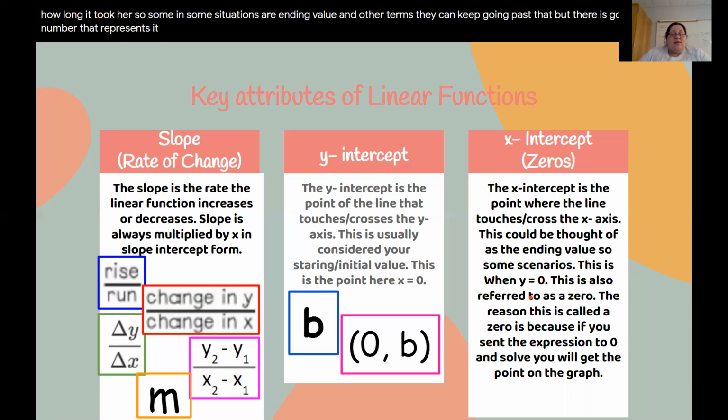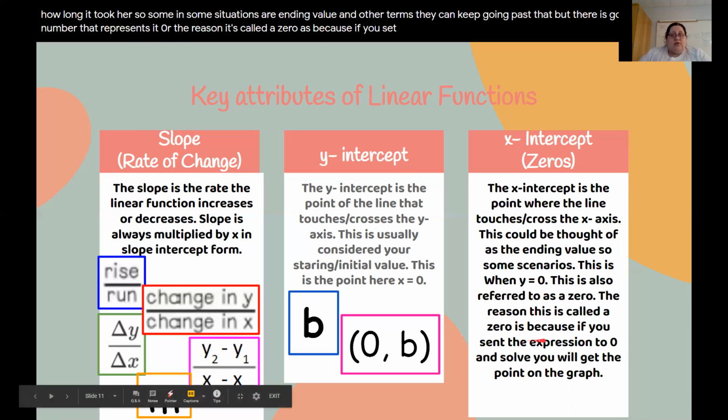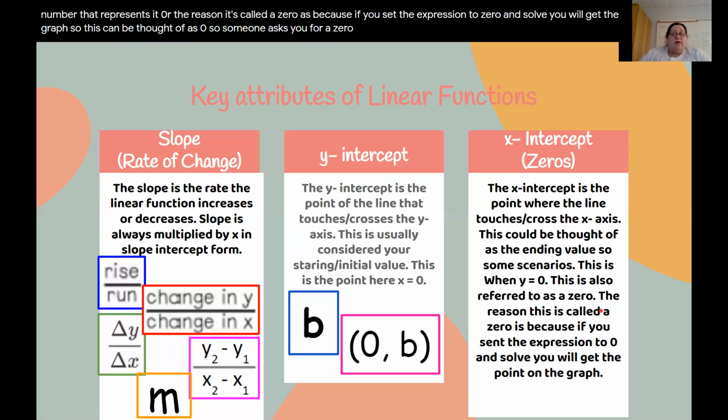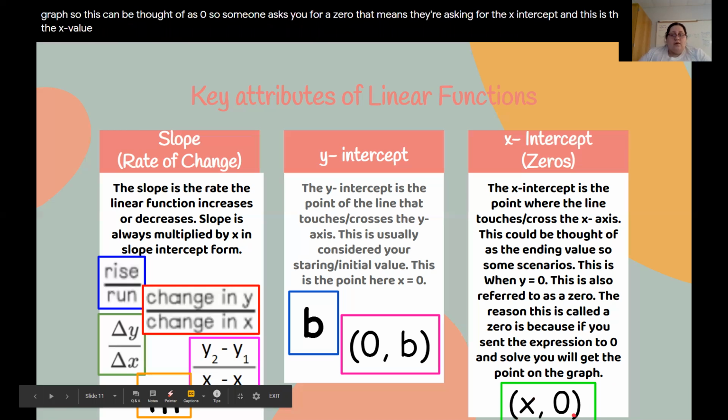This is also referred to as a zero. The reason it's called a zero is because if you set the expression to 0 and solve, you will get the point of the graph. So this could be thought of as 0. So if someone asks you for a 0, that means they're asking you for the x-intercept. And this is the ordered pair, the x value, comma 0. Because y equals 0.